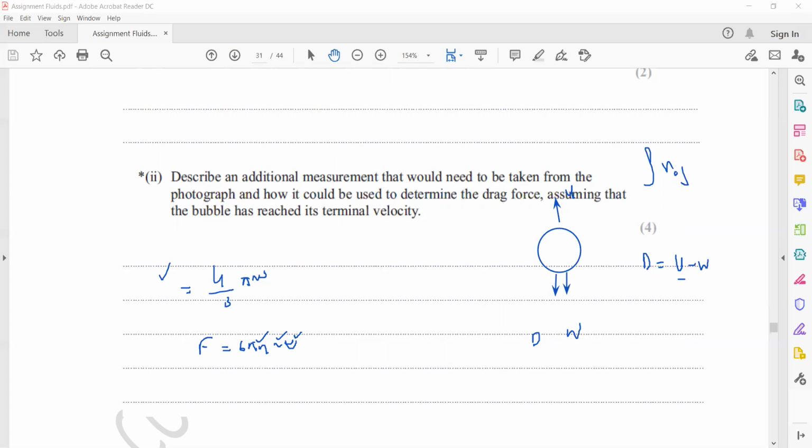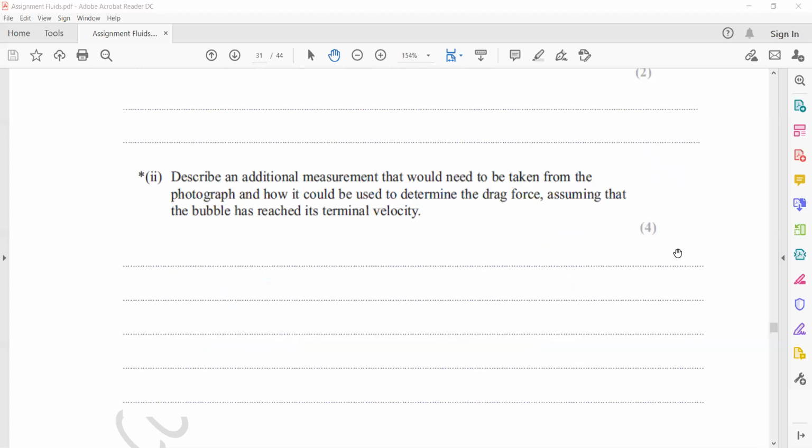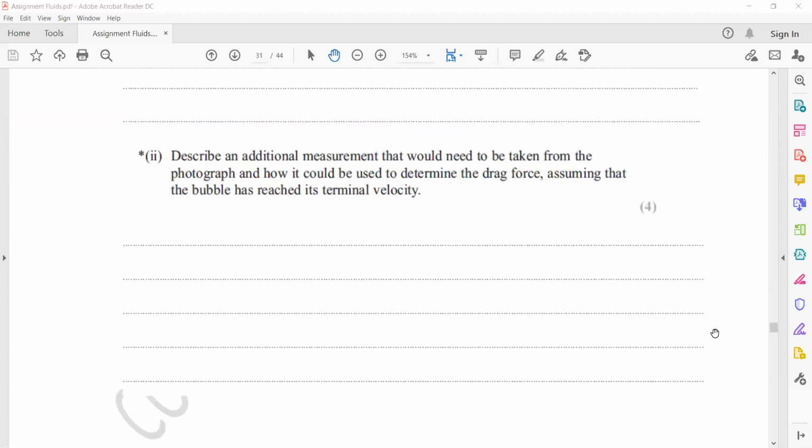Is it clear? So first we work out the resultant force. The resultant force is actually equal to the drag force. Is it clear, this part? The resultant force is a difference. So this was the assignment on fluids.